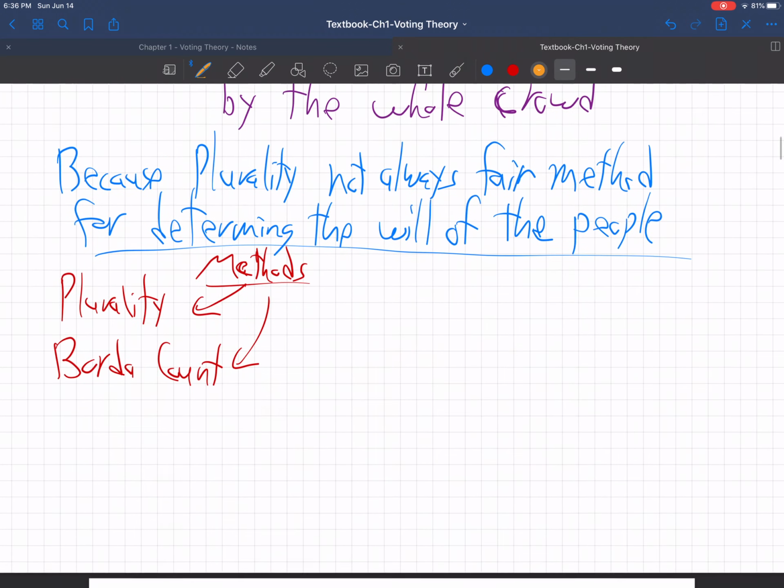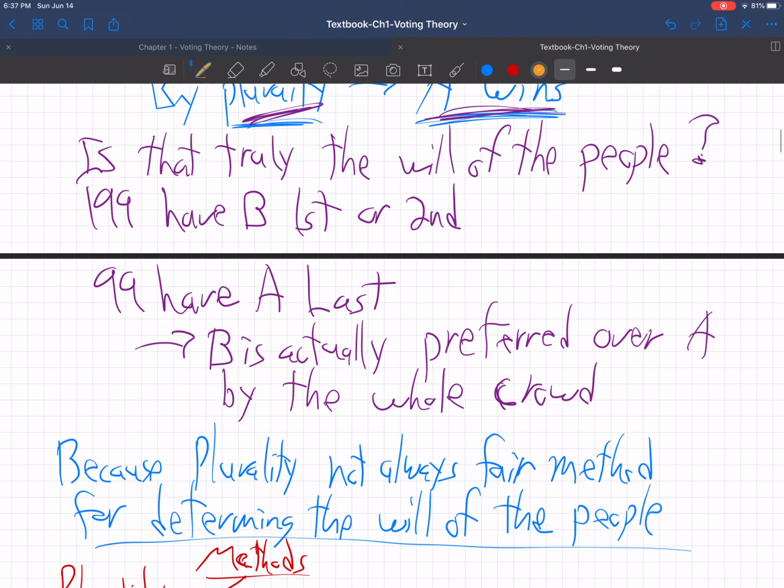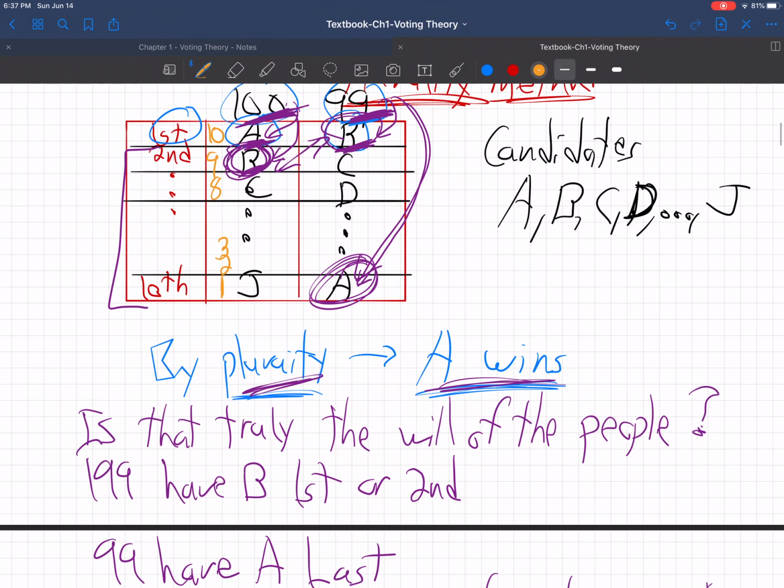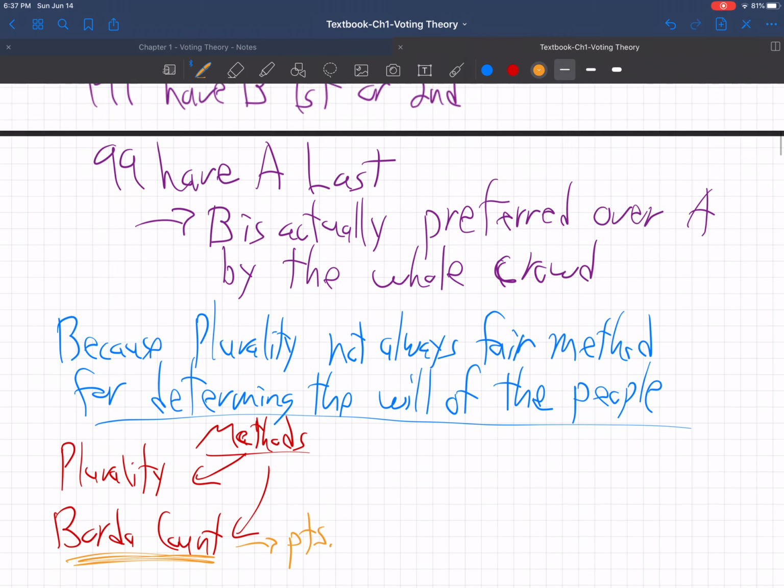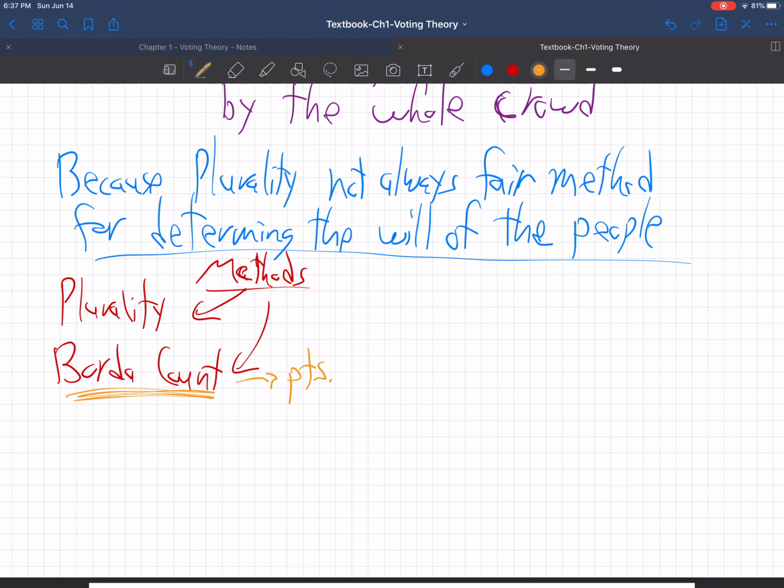And I won't go into any more detail. That whole method is called Borda count. It's another method for determining the will of a crowd, the will of the people. Just give points. That way all your preferences count. The higher somebody votes for you, the more points you get. The lower, the less points you get. Then just add up all the points and see who has the most points. That's called the Borda count. There'll be much more detail in the other videos. But let me tell you, that is used in the real world.